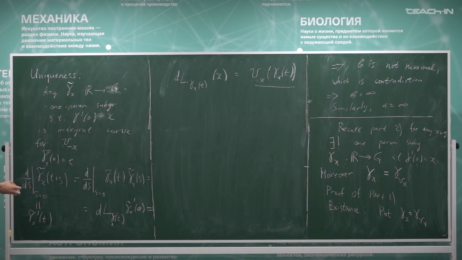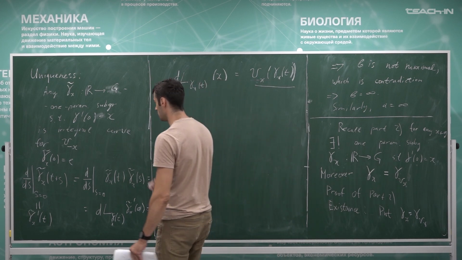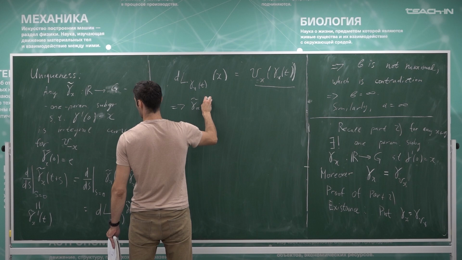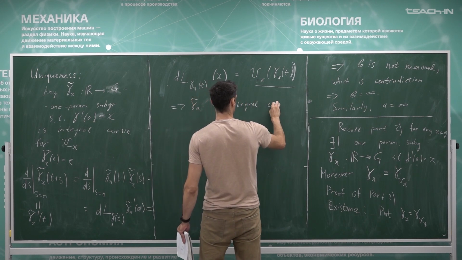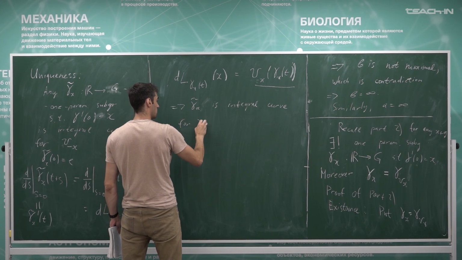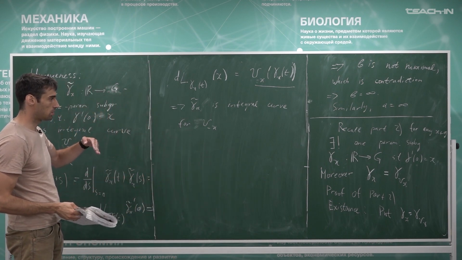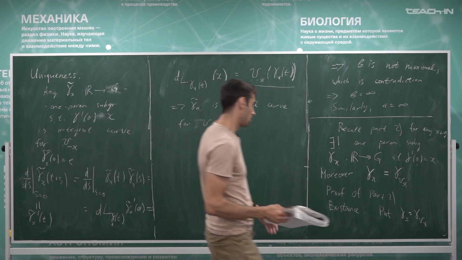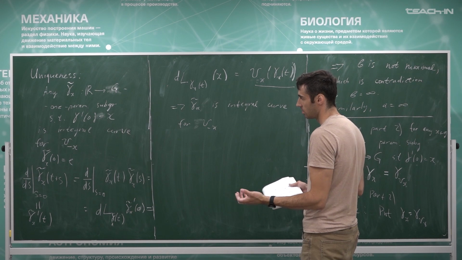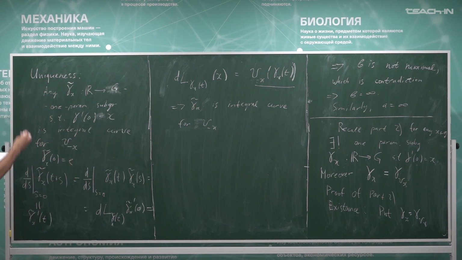And what we get is that gamma x tilde prime of t is exactly this, and this means that gamma x tilde is an integral curve for V minus x. So all one-parametric subgroups with this property are integral curves of the same vector field, which at 0 have value e, and so they all coincide, and therefore uniqueness follows out of that.